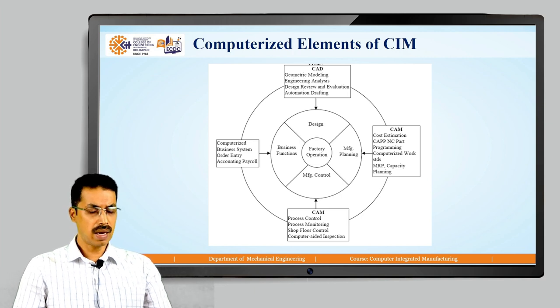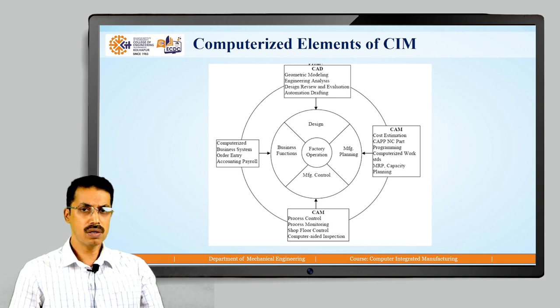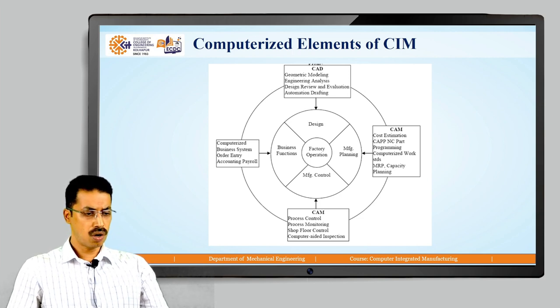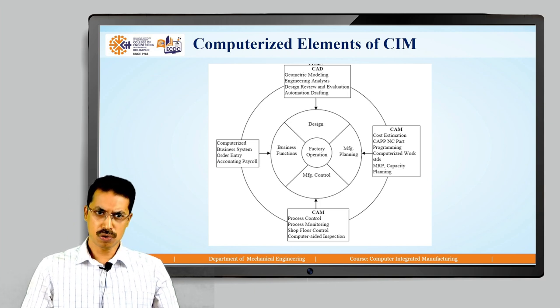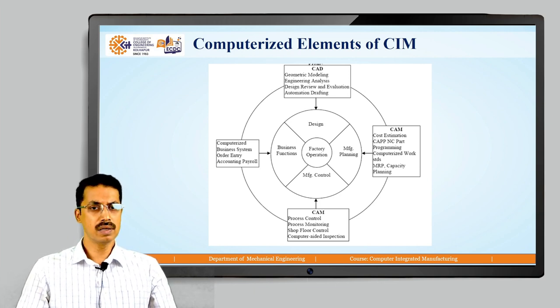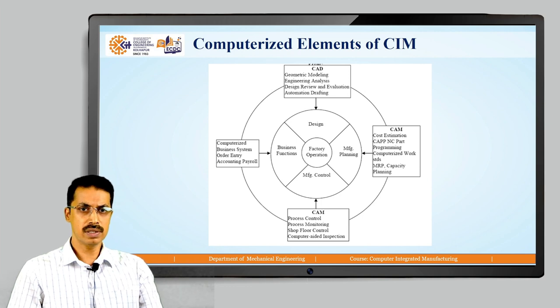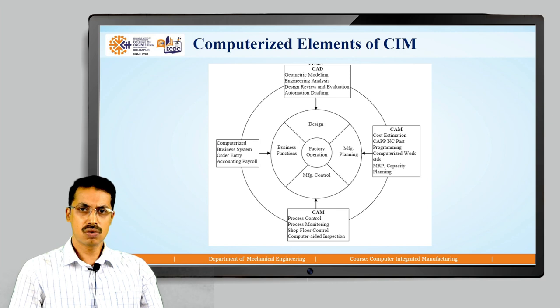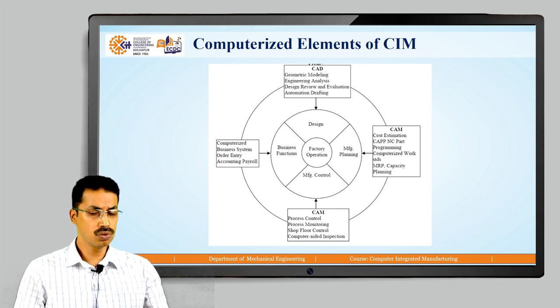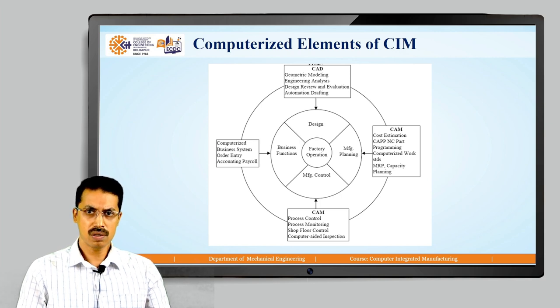The next is manufacturing planning, that is CAM, manufacturing and planning. Here we can take the help of the computer for cost estimation. Next is computer aided process planning. So we are taking the help of the computer to develop a process plan. There are two types of process plan, retrieval type process plan and generative type process plan. We will discuss it in detail afterwards. Then MRP, capacity planning. These are the different activities which are useful in manufacturing planning, and we are taking the help of the computer for that purpose.